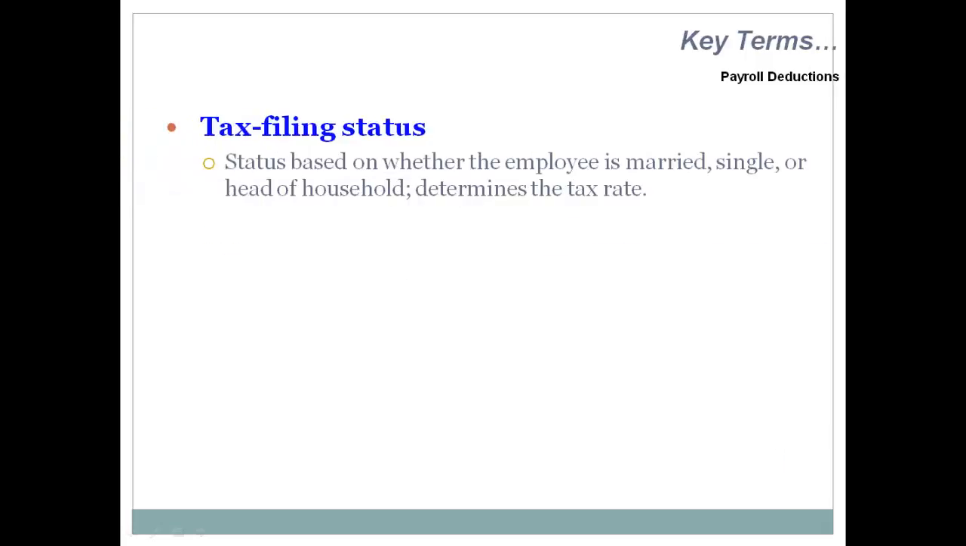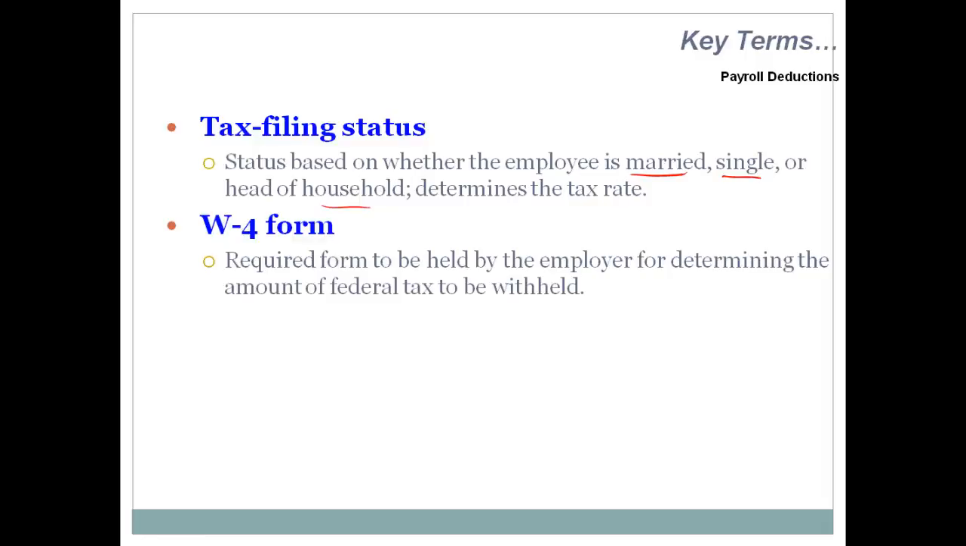Your tax filing status is based on whether the employee is married, single, or head of household, and that determines what the withholding is going to be. A W-4 form is the required form to be held by the employer, and that's how they determine how much federal tax to withhold. A W-2 form, don't confuse the W-4.